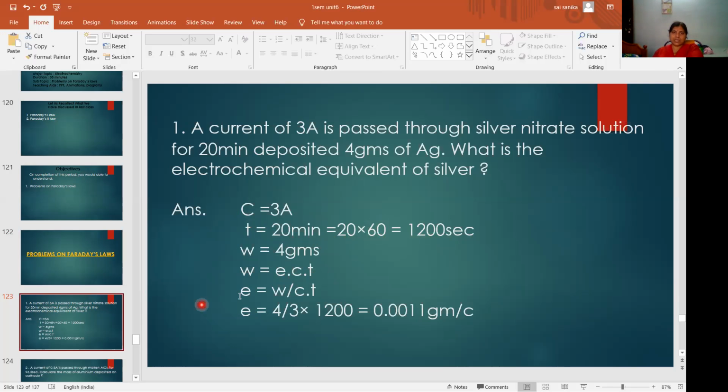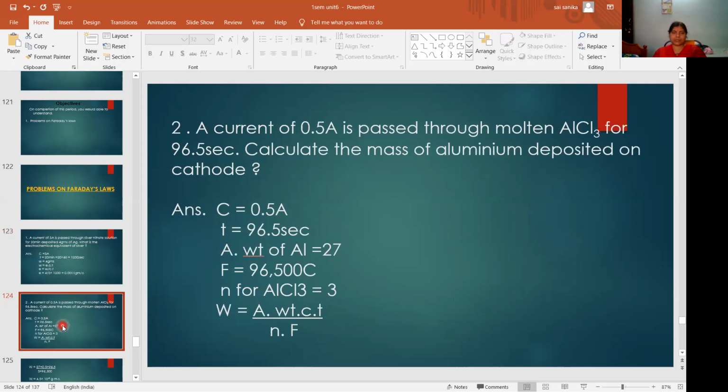So bring E outside. E is equal to W by CT. W is 4, C is 3, and time is 1200. So if you do this calculation, you will get 0.0011 gram per coulomb. So units for E are W by CT, that is Q, gram per coulomb. So this is the answer. Then next come to the second problem.